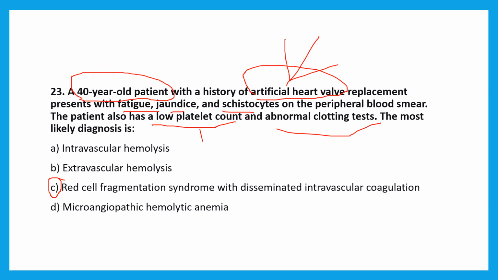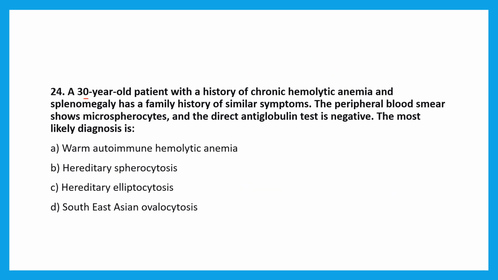A 30-year-old patient with a history of chronic hemolytic anemia and splenomegaly has a family history of similar symptoms. The peripheral blood smear shows microspherocytes, and also the direct globulin test is negative. This is a good sign. What does this tell you? The negative DAT itself is the biggest clue. The negative direct globulin test rules out the autoimmune cause.